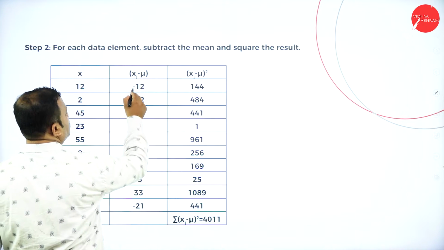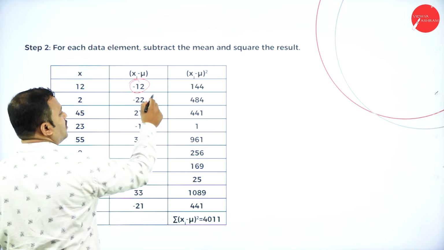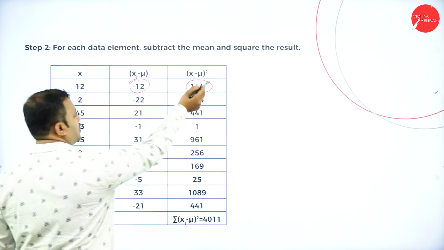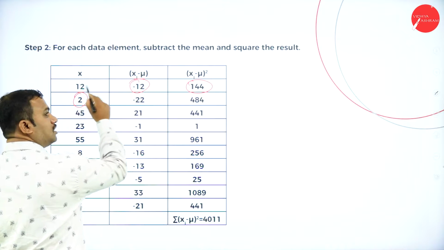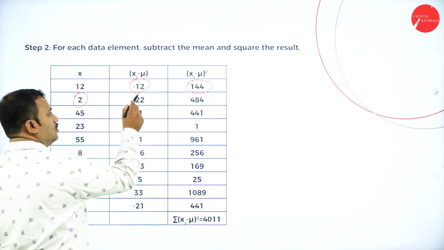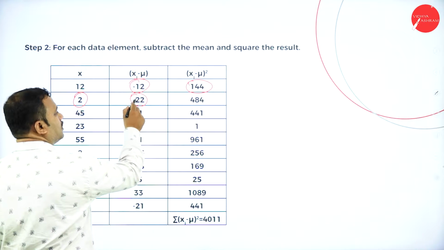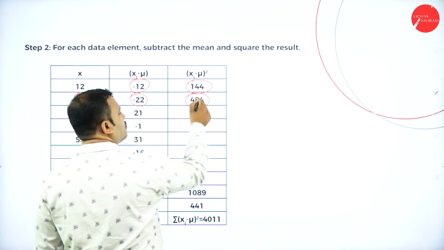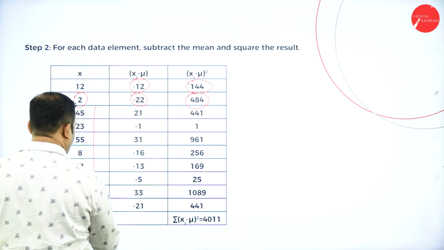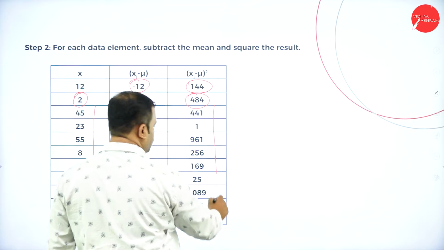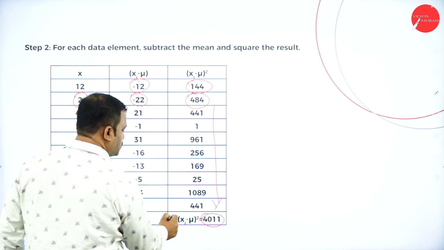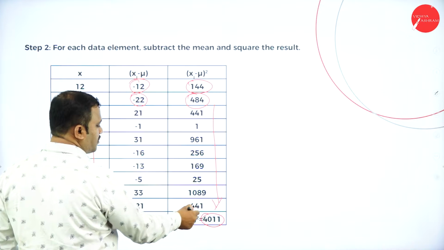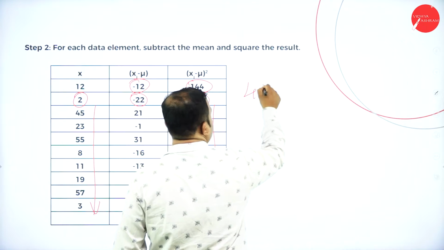Because 12 minus 24 is minus 12. The square of that is a positive value, that is 144. So on like that. 2 minus 24 is minus 22. The square of this is 484, a positive value. So on like that. If I do the operations like this and square them, I'll get these values, and I will take the summation of all these terms. That gives me the value of 4011.